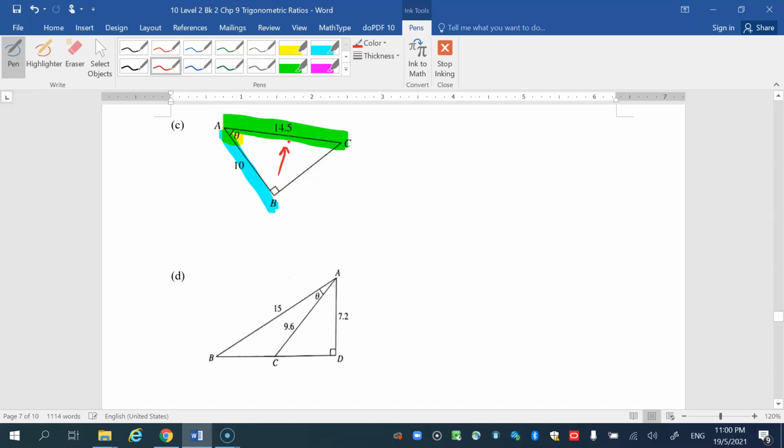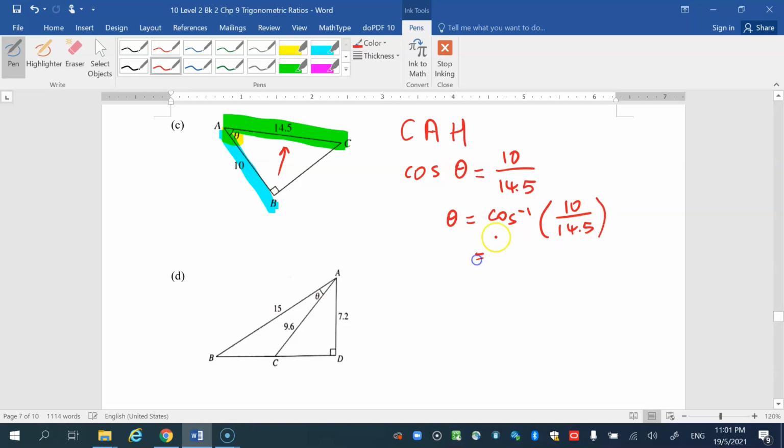So if we have the adjacent and the hypotenuse, of course we have to use cosine because remember CAH. Cosine is adjacent over hypotenuse. So from the equation, cosine theta is equals to adjacent over hypotenuse. To find theta, we take cosine inverse 10/14.5. Press calculator. Cosine inverse 10 divided by 14.5. Answer is 46.4 degrees to 1 decimal place.